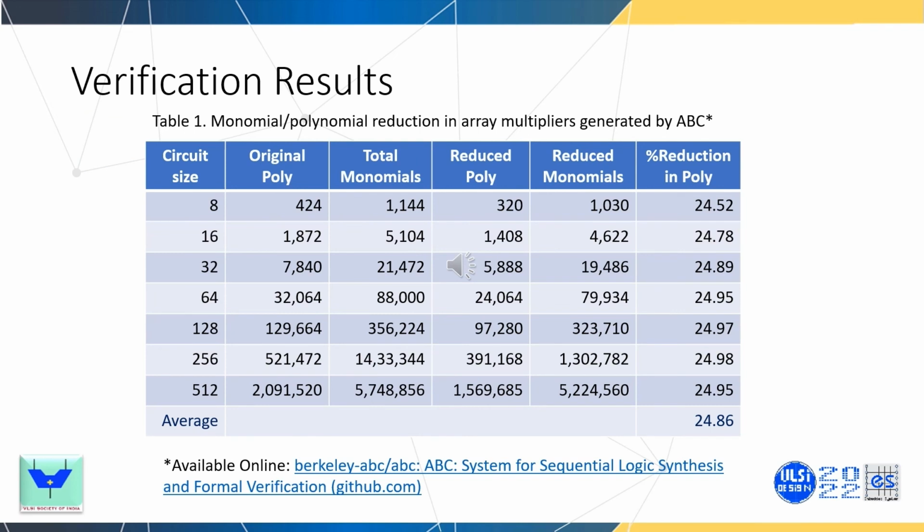Verification results. We have tested our tool on integer multiplier circuits generated by ABC, which is an academic tool used for synthesis and verification. The table shows the percentage reduction in the polynomials. We have performed the simulation on array multiplier circuits up to 512 bits. The average reduction is approximately 24.86%. Moving to the next slide.